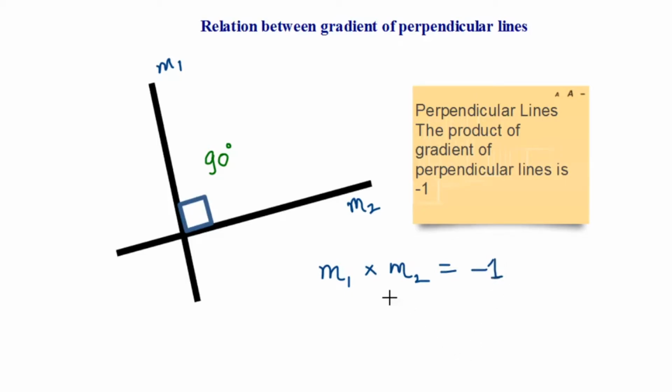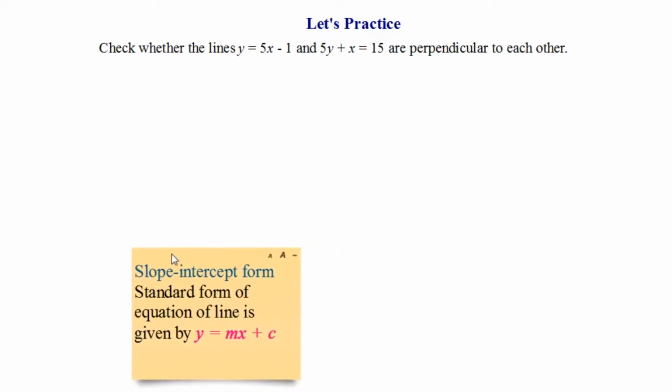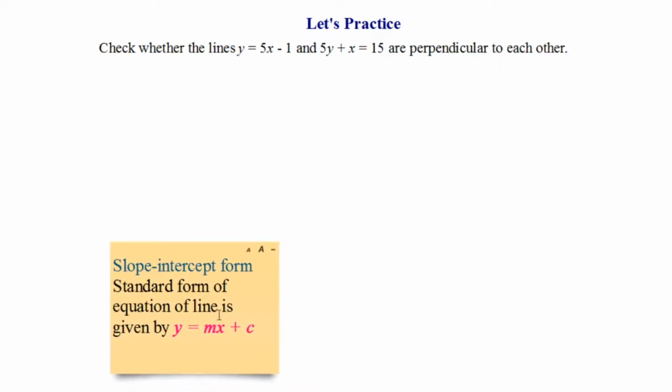Now, it's time for some practice. Check whether the lines y = 5x - 1 and 5y + x = 15 are perpendicular to each other. In order to understand whether the two lines are perpendicular or not, we will first find the gradients of both the lines. How do we find the gradient? For that, we need to know the slope-intercept form of the line, which is y = mx + c. So in this case, y = 5x - 1.